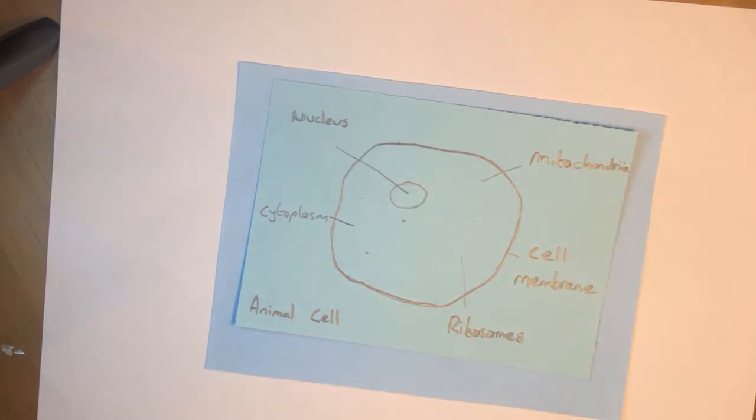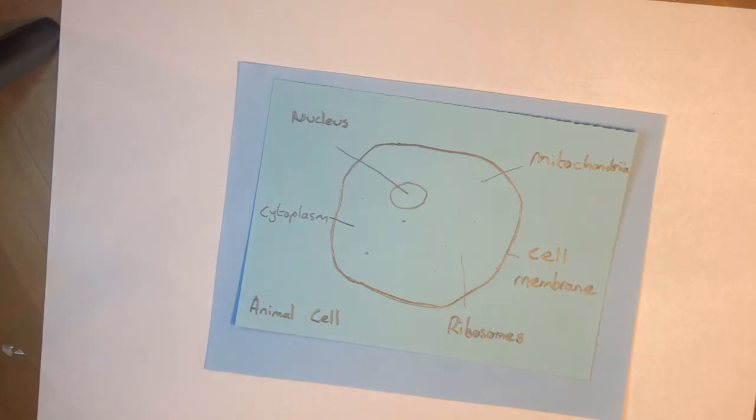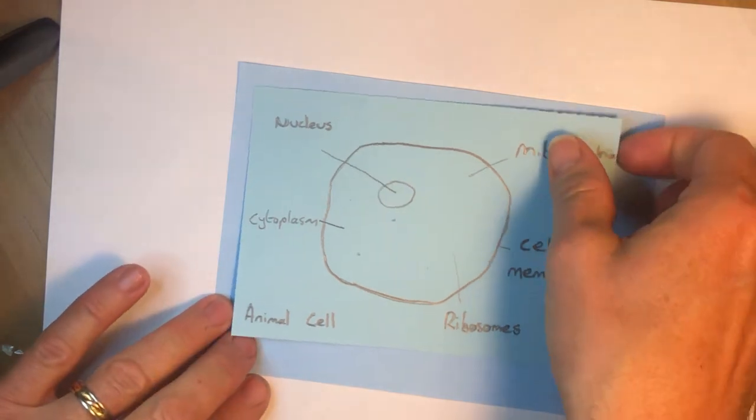The mitochondria, this is where cell respiration occurs, and then you could put in the formula to extend the knowledge. Cell membrane, this controls what goes in and out of the cell. Ribosomes, this is where protein synthesis occurs, and cytoplasm is like a jelly-like substance within the cell, that is where all the chemical reactions take place.